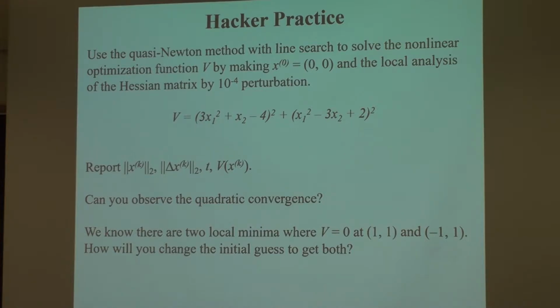So let's do the quasi thing. This is your objective function. Evaluate using a local analysis to get your gradient.